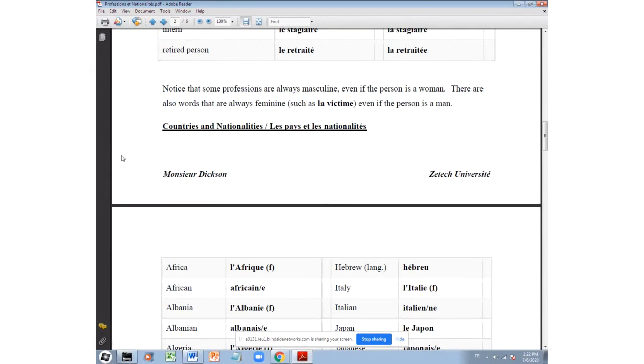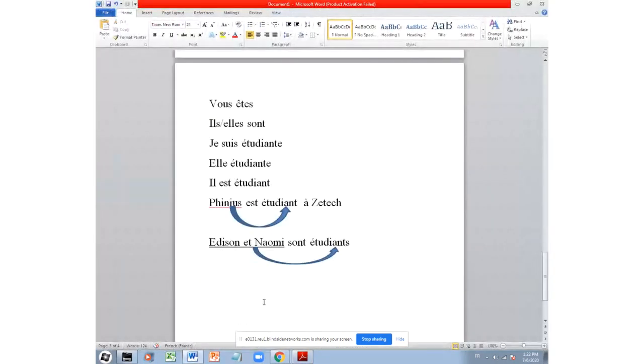So I'm done with the profession. I've said the profession is accompanied by the verb to be. The same thing, we say the verb être plus nationalité. Very important for you to know. So again here, you have to know to conjugate the verb to be.